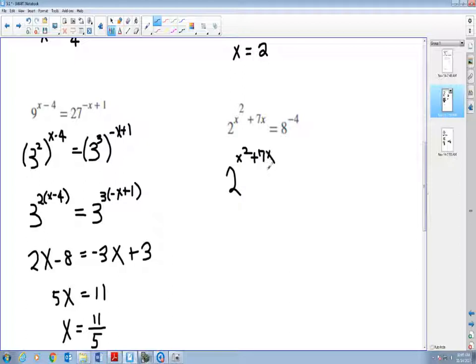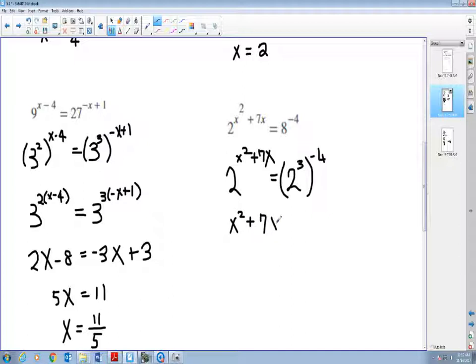So 8 is 2 to the 3rd power. But the whole thing, 2 to the 3rd is an 8, but outside the 8 is raised into a negative 4 power. So that means this part is really 2 to the negative 12 power. So when the bases are the same and the bases are equal, we set their exponents equal to each other.